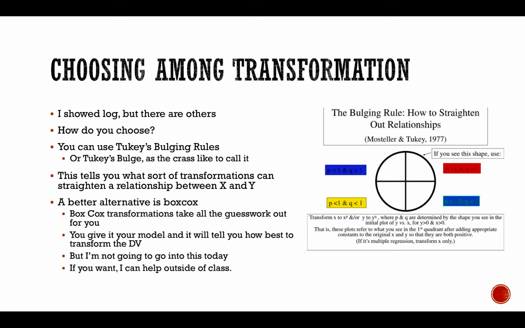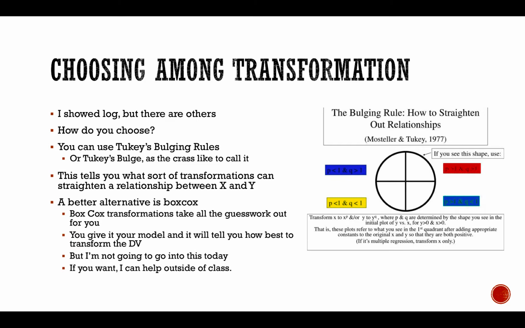but there are others. You can use Tukey's bulging rules, or as the crafts like to call it, Tukey's bulge. It's basically a heuristic for identifying what sorts of transformations you can use to straighten out the relationship between X and Y. But a better alternative that is post-Tukey is called the Box-Cox transformation. A Box-Cox transformation basically takes all the guesswork out for you. You don't have to remember any sort of rules of thumb. Basically, you give it your model and it will tell you how best to transform the dependent variable. But I'm not going to do that. If you want, I can help you outside of class.